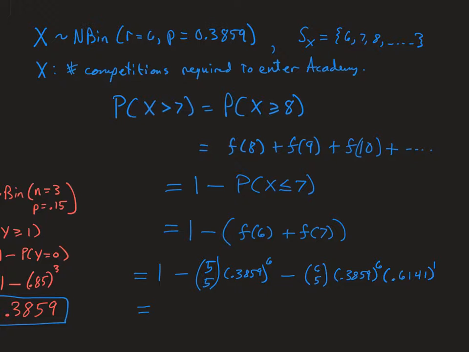Now we can jump to our calculator to compute this. So this is approximately 0.9845. So it's a pretty good chance that you're going to have to go to at least 8 or more competitions in order to get into Robin Hood's Academy, based on your shooting percentage of 15% bullseye in any given try.